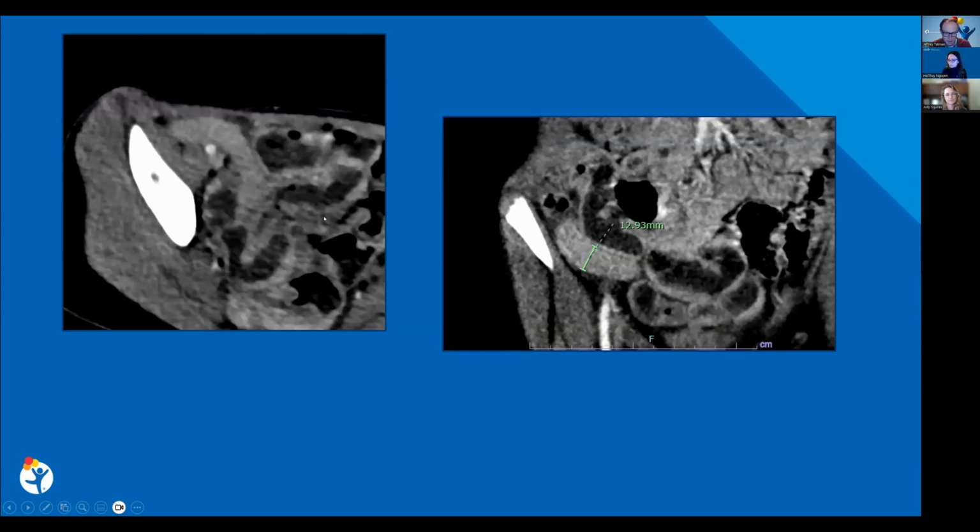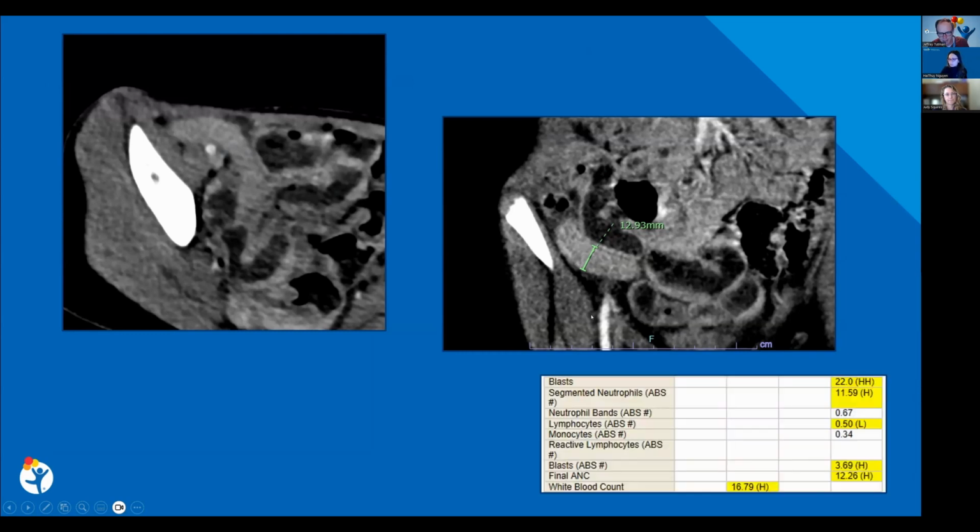We weren't totally sure what to do with this, so we suggested they get a CT. So CT, I don't think was all that helpful. The appendix, again, has a funny look to it. It's very hyperenhancing. It's, again, pretty large in diameter, so about 13 millimeters. By the time we had gotten the CT, they had subsequently gotten this patient's labs back. So we can see they have a very high white blood cell count and also a high percentage of blasts. So this patient ended up having a diagnosis of leukemia.